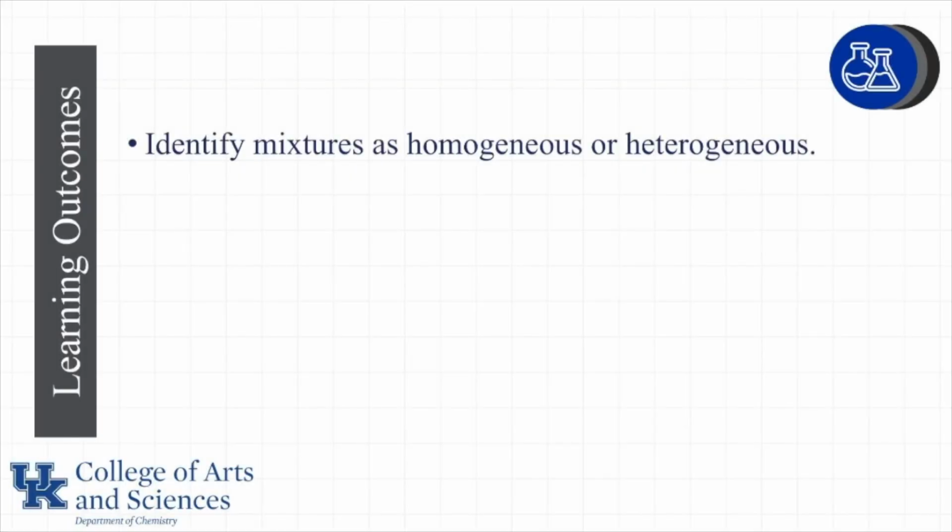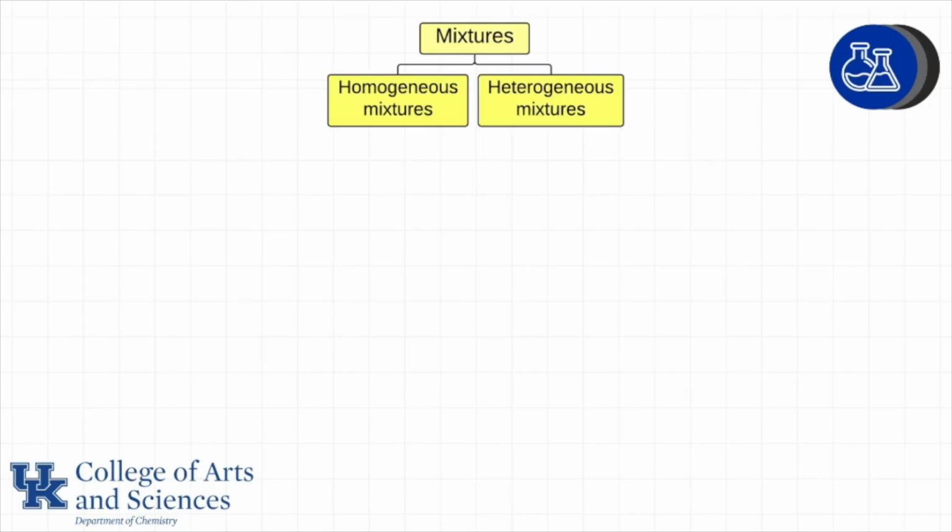In this lesson, we're going to identify mixtures as homogeneous or heterogeneous. Now looking at the other side of our flowchart, we're looking at mixtures, and we can divide mixtures further into homogeneous and heterogeneous mixtures. When we look at the prefix homo, we remember that it means same, and the prefix hetero means different. So when we look at a mixture, we're looking at whether it's the same throughout or different throughout.